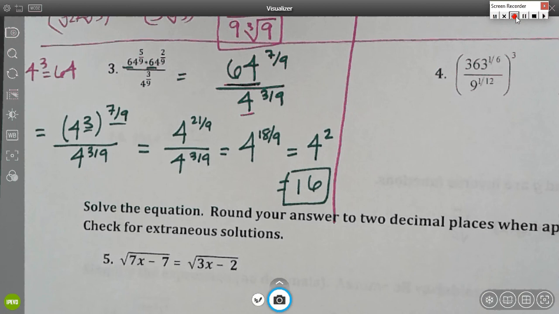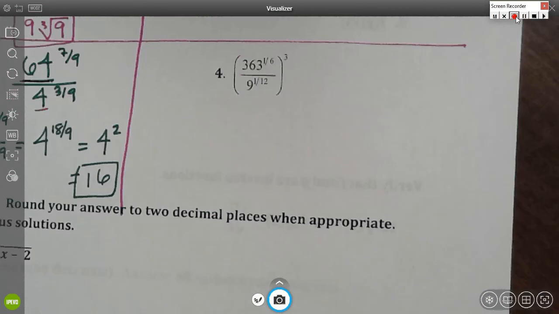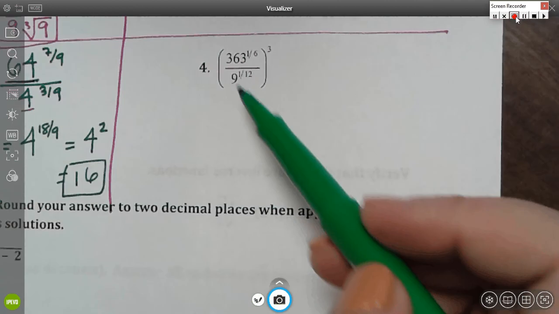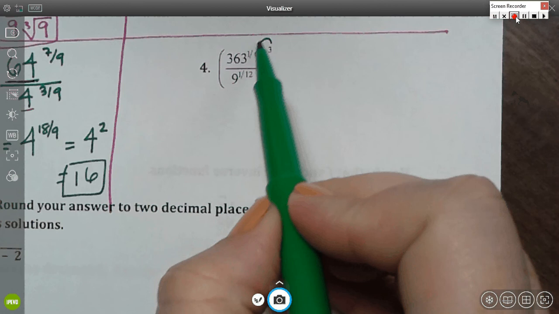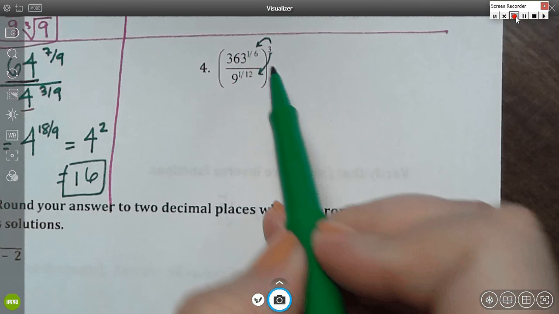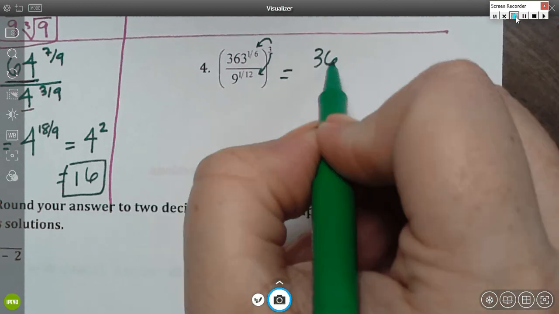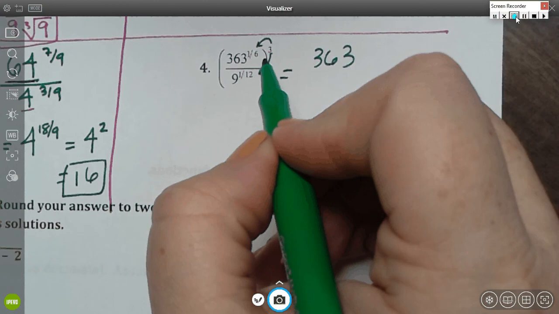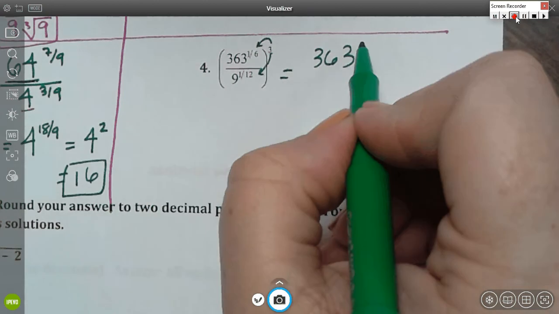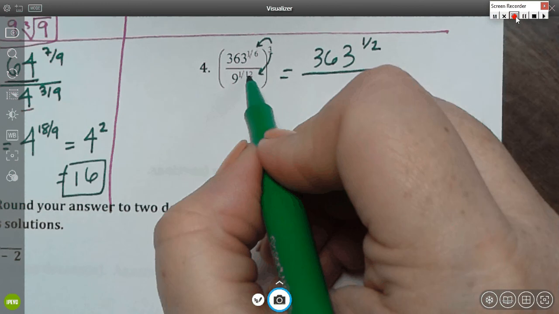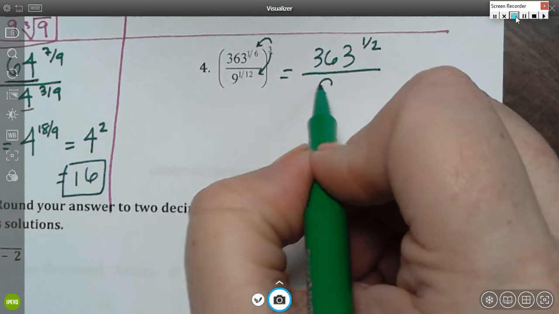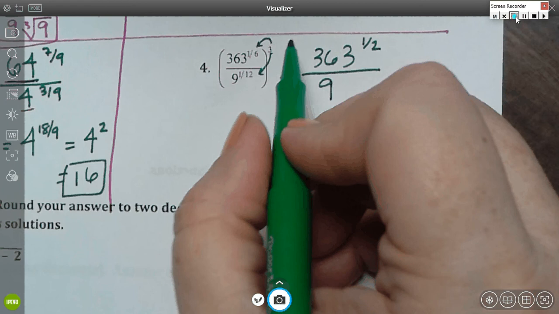Okay? Number 4. This is another one that as I look, I notice right off that nothing's the same, but let's go ahead and handle these exponents and see what happens. I can distribute this exponent top and bottom here. So I get 363. 3 times 1 over 6 would be 3 over 6, which is the same thing as 1/2. And then 3 times 1 over 12 would be 3 over 12, which is 1 over 4.